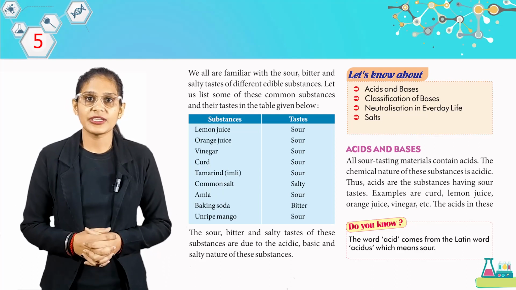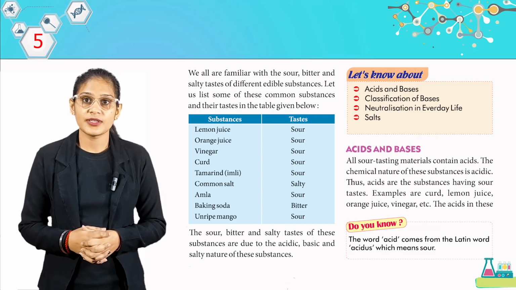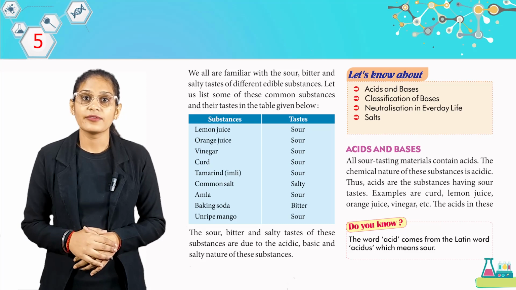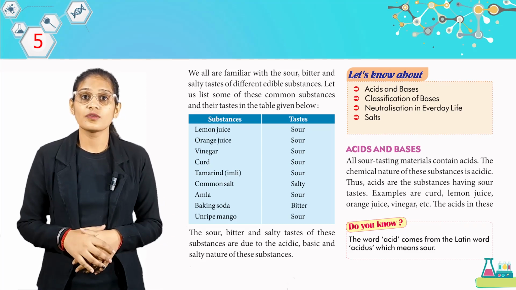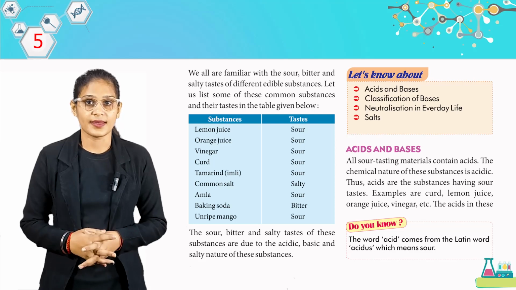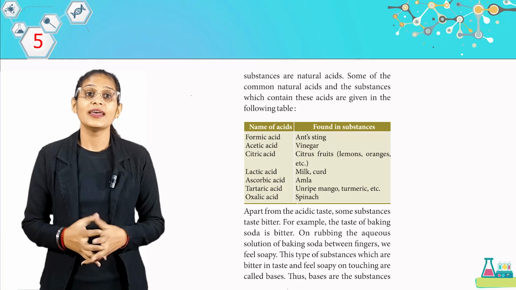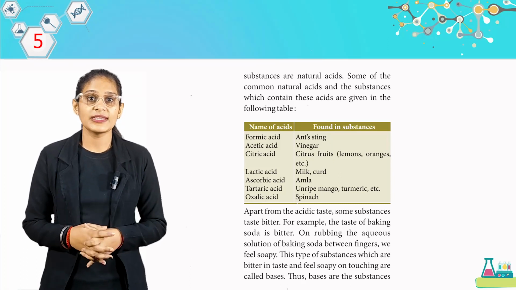All sour tasting materials contain acids. The chemical nature of these substances is acid. Thus, acids are the substances having sour tastes. Examples are curd, lemon juice, orange juice, vinegar, etc. The acids in these substances are natural acids. Some of the common natural acids and the substances which contain these acids are given in the following table.